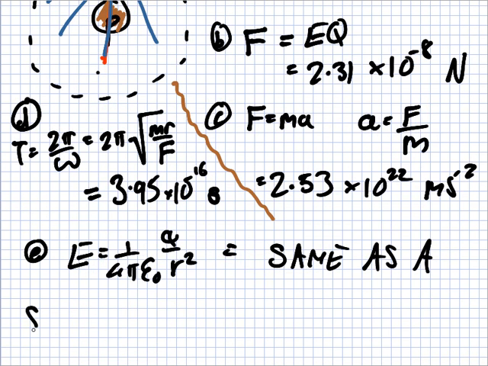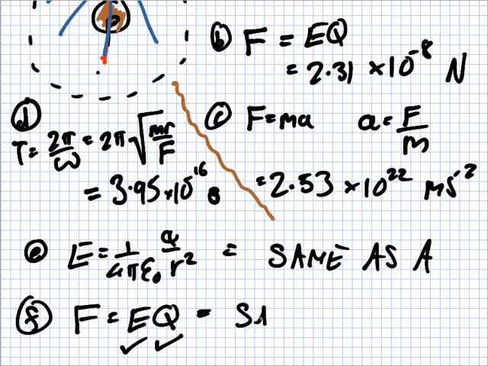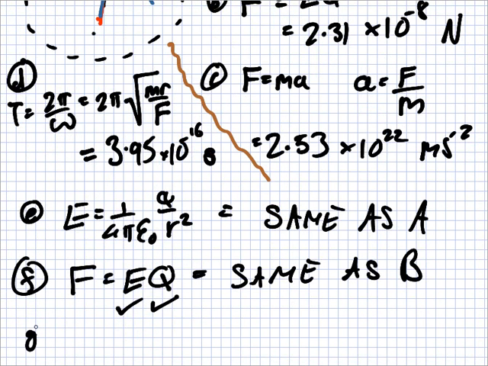And the F, same. You get F equals EQ. And again, you realize the E and the Q are the same, so in fact this is the same as B. G, nothing. Not the same, because A equals F over M, and this is where it's different, because the M is now different.